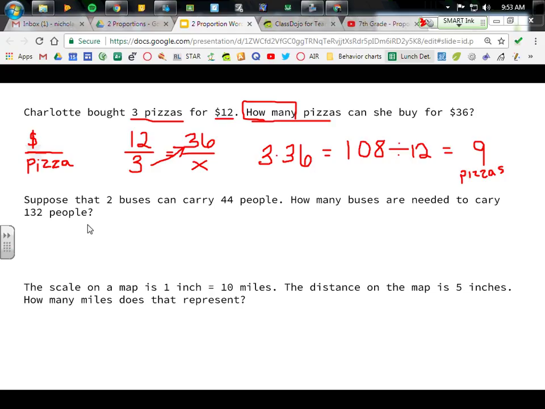Next problem. Suppose that 2 buses carry 44 people. 2 buses, 44 people. So that's what we're comparing. A problem like this, you can set your ratio up however you want to. A lot of people like to put the first thing they see as the numerator, so we'll do that. So we're going to be comparing buses to people. And I can make a ratio out of my first set of information here. So I know that there's 2 buses with 44 people.